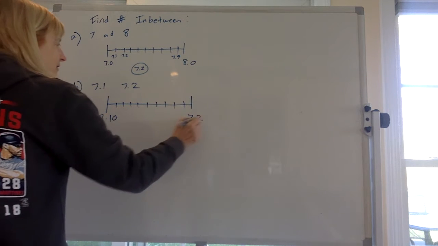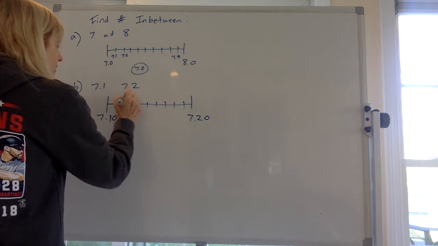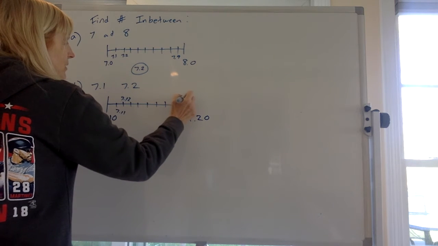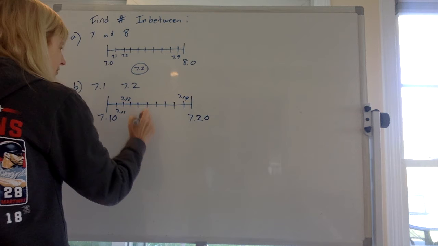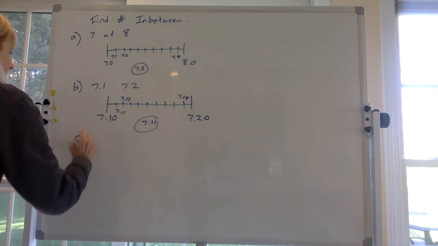And remember what you do, you add a 0 to each. So 7.11, 7.12, all the way up to 7.19. So you could pick any number here, and it's between those two. So see how we're just going to keep doing the same thing.